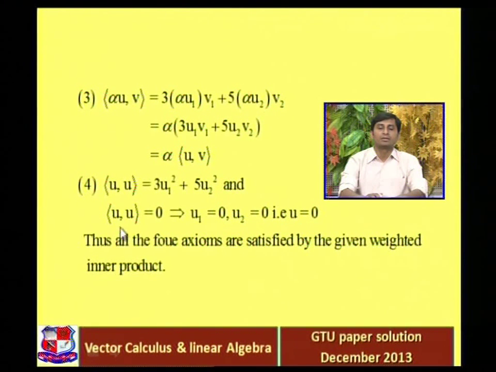Clearly, when we take the inner product of u with u equal to 0, that means 3u1 squared plus 5u2 squared is equal to 0, right? And that means u1 is equal to 0 and u2 is equal to 0, both the coordinates are 0. That means u is equal to the 0 vector in R2, that is (0, 0). It is coordinate-wise, so it can be written as (0, 0), right? So all four axioms are satisfied by the given weighted inner product.